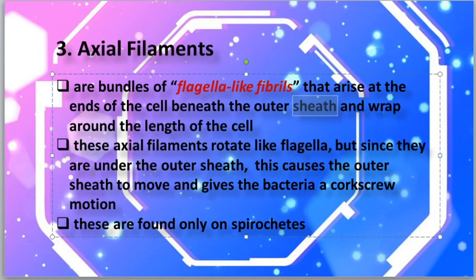But since they are found under the outer sheath, na 'di ba napalibutan sila ng gelatinous sheath, this causes the outer sheath to rotate and gives the bacteria a corkscrew motion. So remember, di ba? Your flagella is used for locomotion. That is also the function of your eggshell filaments. Pero since magkaiba sila ng flagella, because your flagella, di ba, outward, your eggshell filaments nakapalibot sila sa cell mismo.